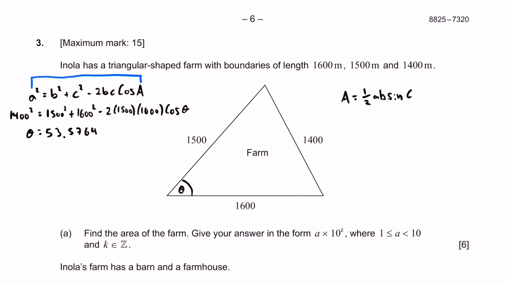Okay. So half, we know this theta value here. We know that it's 53.5764. So a would be 1500. B would be 1600. And then we have sine. And then we can keep the full digits here.